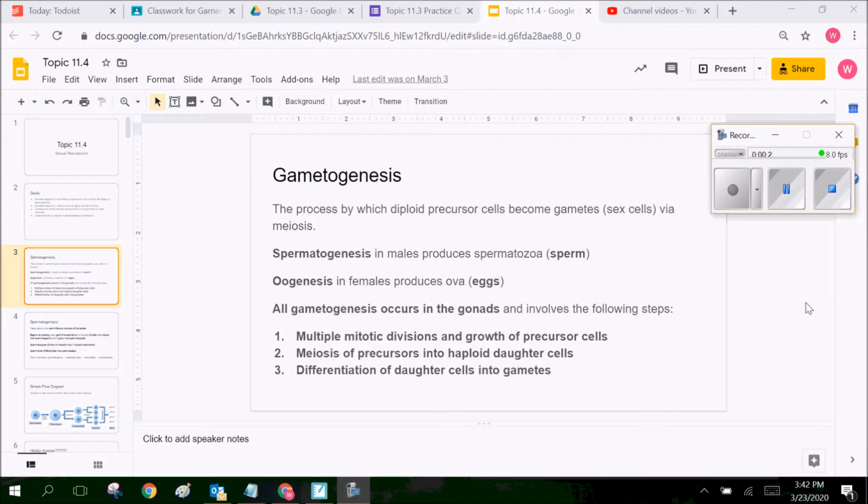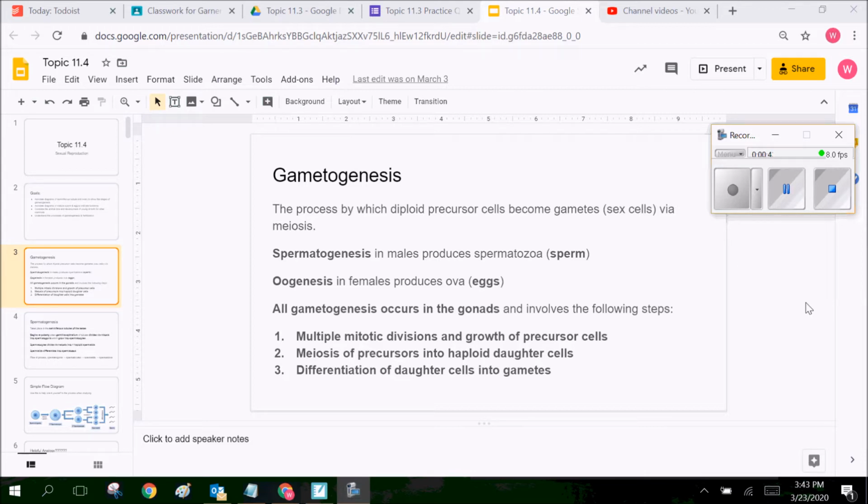Gametogenesis. A gamete is just a sex cell in your body. Genesis means to make or the origin of, and so gametogenesis describes the various metabolic processes that create your sperm or egg, if you happen to be a male or female. Spermatogenesis is when we produce sperm, and oogenesis is when we produce eggs.